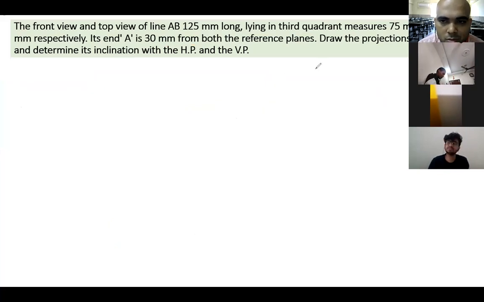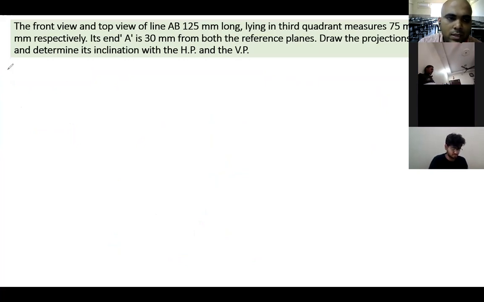So this is the next question, students. Go with the question second. We are supposed to write down the data for this. So what is the data? The question says that the front view and the top view of line AB 125 mm is. So basically, they are once again giving you the true length. How is true length defined? TL, which is equivalent to how much? 125.